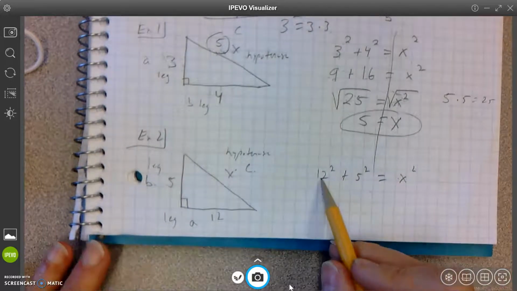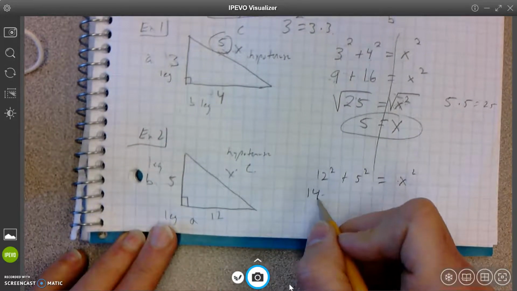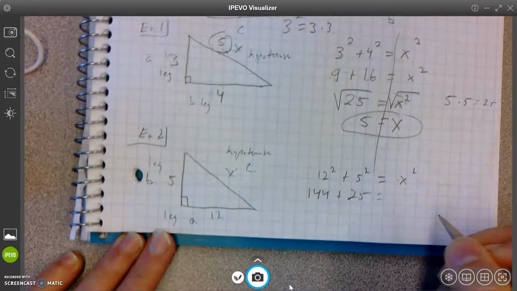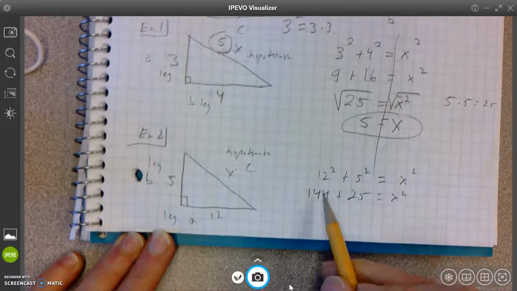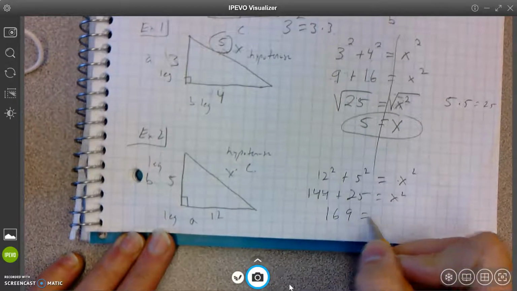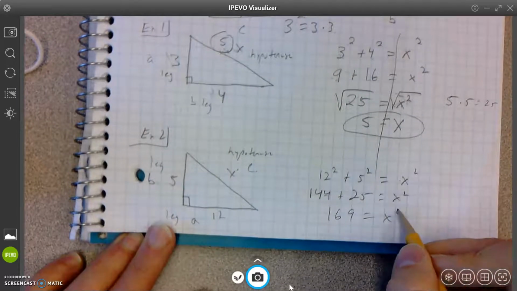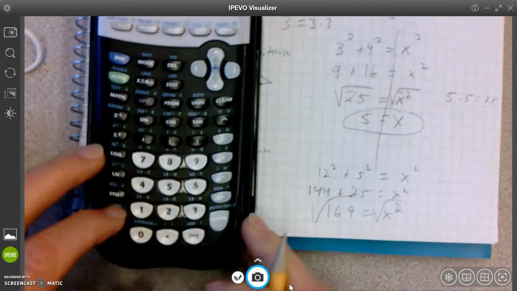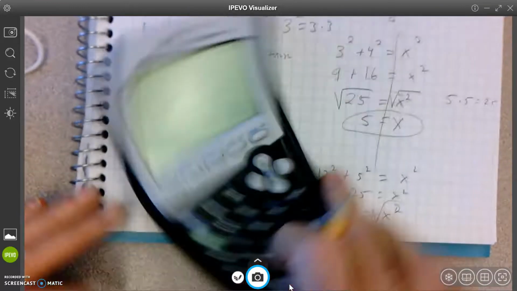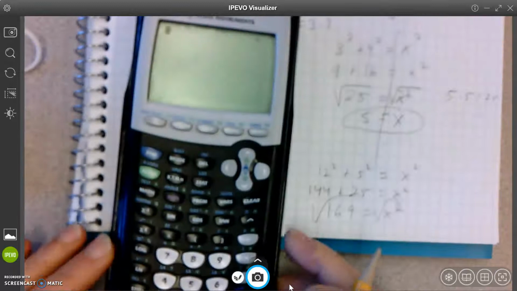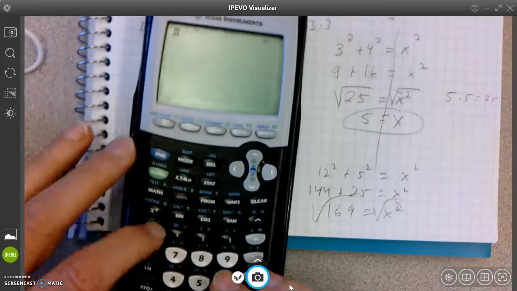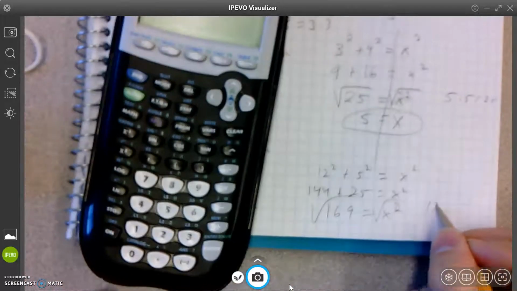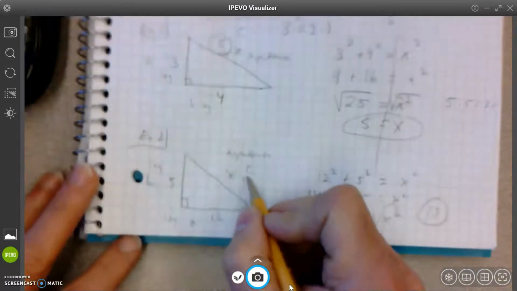Okay. So 12 times 12 is 144. 5 times 5, we just talked about that, is 25. 5 squared is 25, x squared. 144 plus 25 is 169 equals x squared. Oh, square root. If you don't know, you can use your calculator. Or if you have your phone, if you turn the phone this way, it has more options for you where you can find the square root. Square root of 169. What number times itself is 169? That is 13. 13 times 13 is 169.